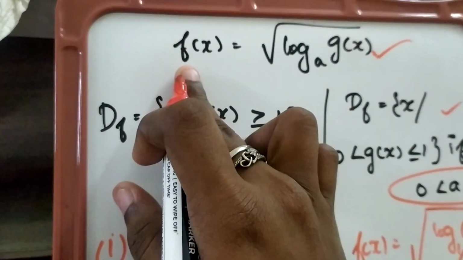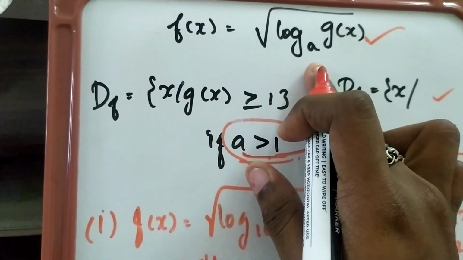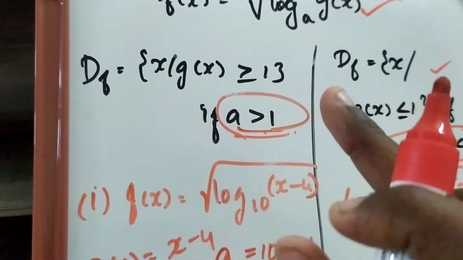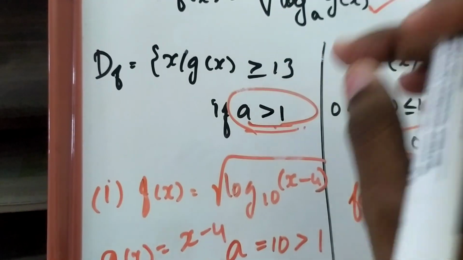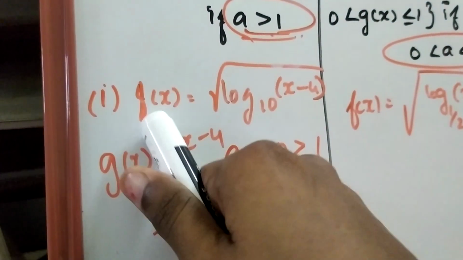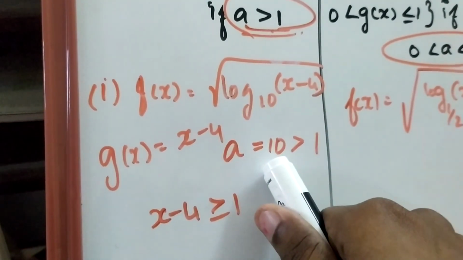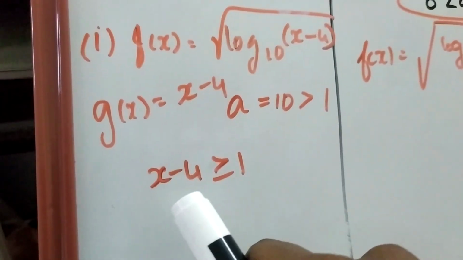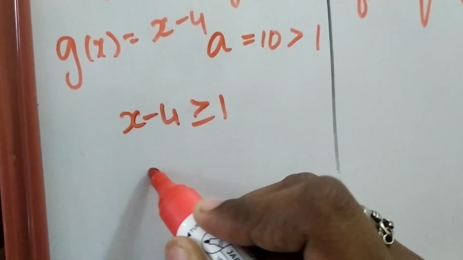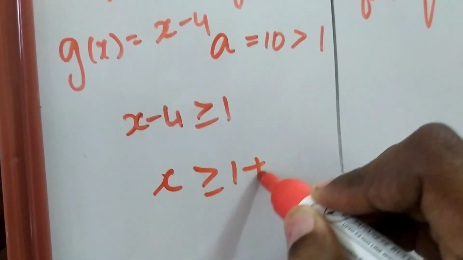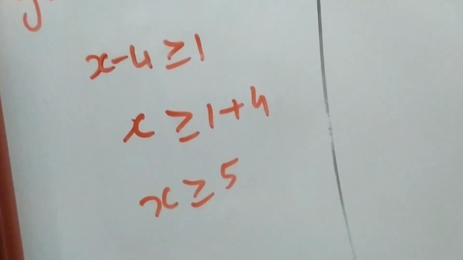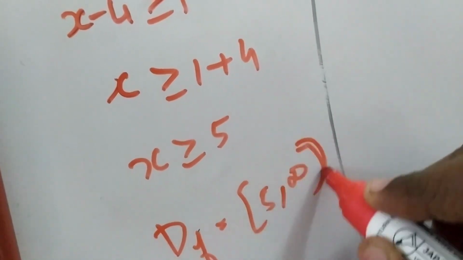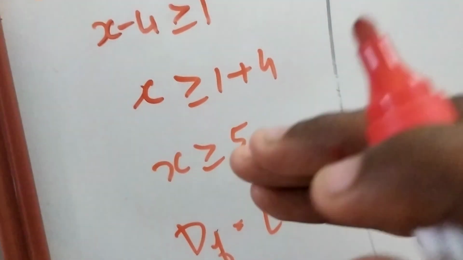Understood? See, f of x is root of log g of x base a. Here the domain we have to consider, when the base is greater than 1, means g of x should be greater than or equal to 1. So when the function is like this, a value would be 10 and g of x value will be x minus 4. Then g of x should be greater than or equal to 1. Therefore x should be greater than or equal to 1 plus 4, that is, x should be greater than or equal to 5. Therefore, the domain will be [5, infinity). Understood?